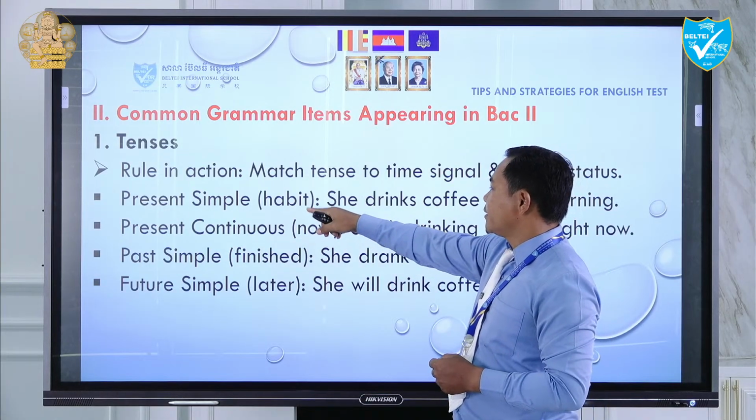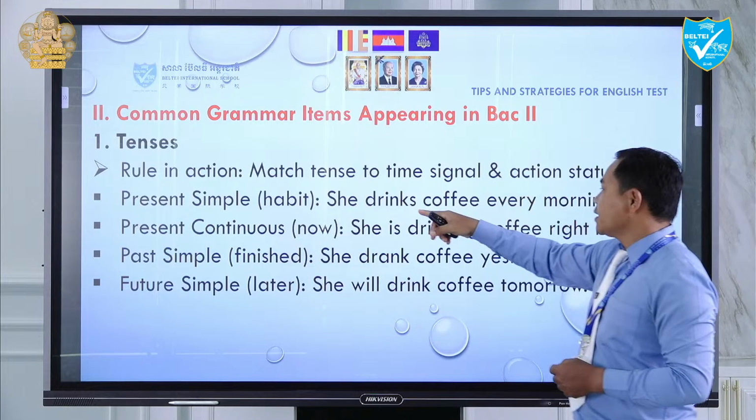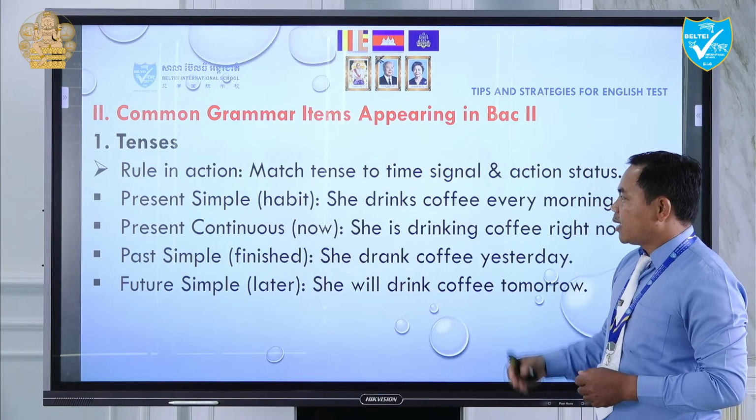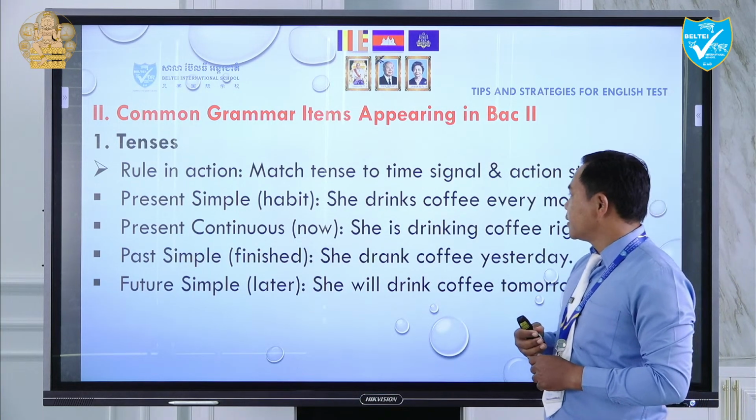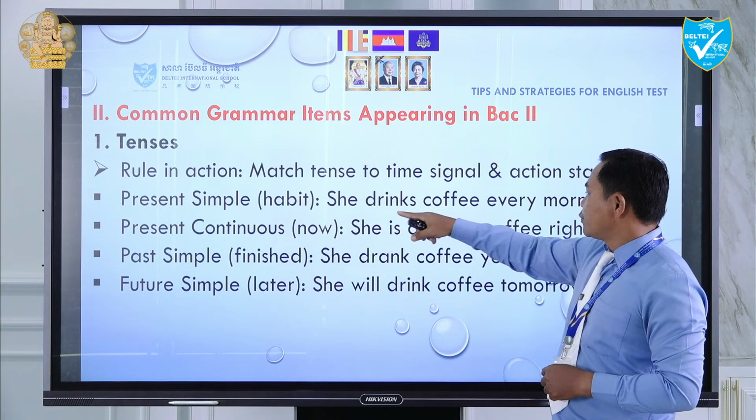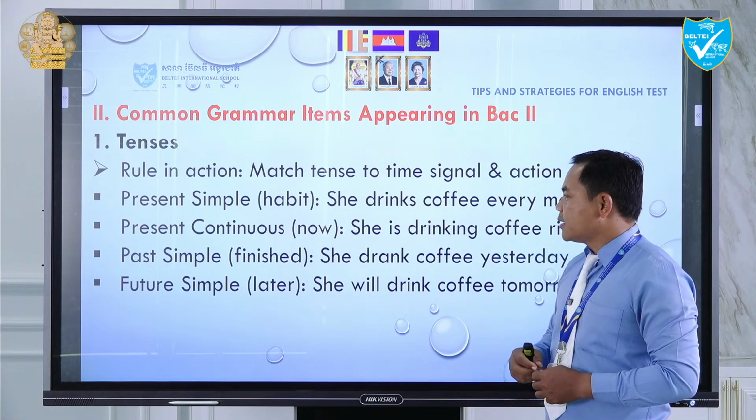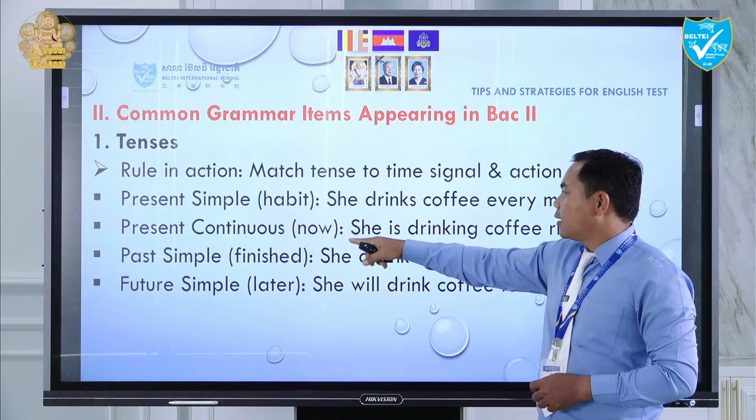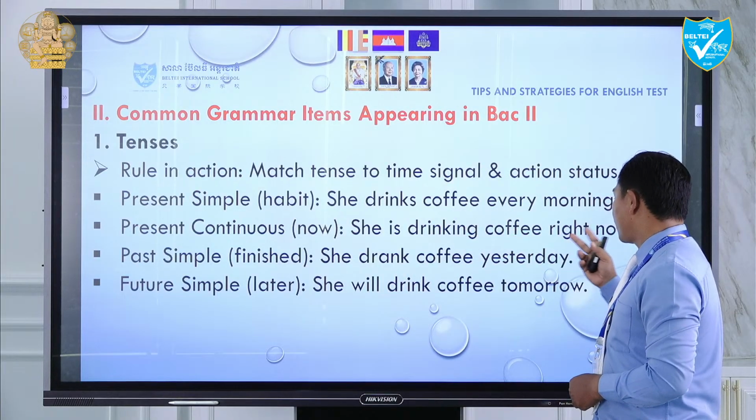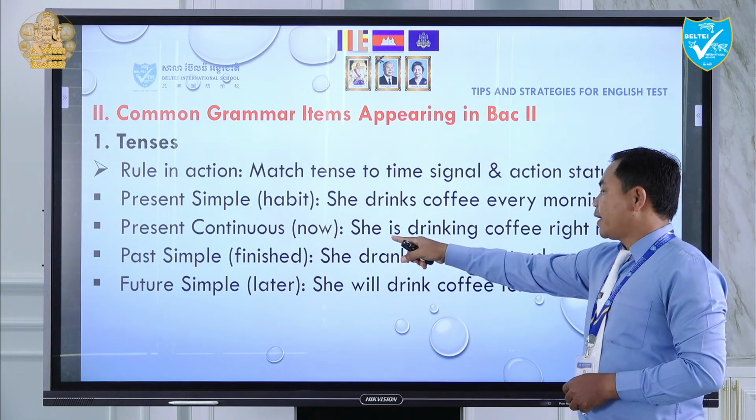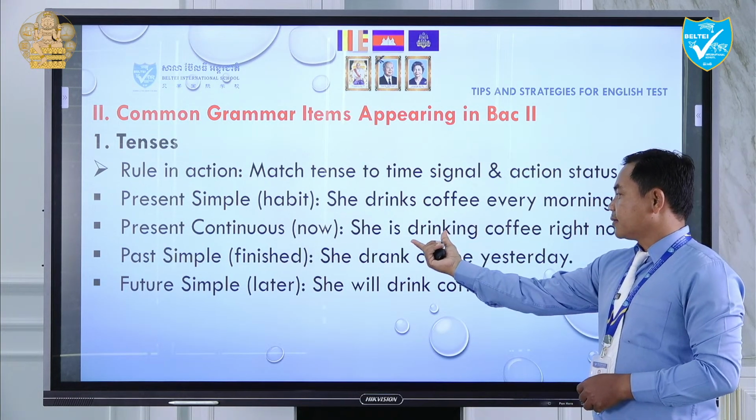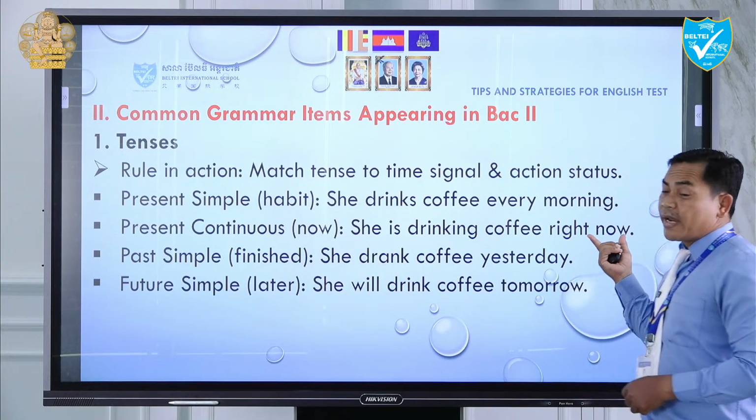Present simple talks about habit. Example: She drinks coffee every month. So "every month" expresses a habit or daily routine. "Drinks" is present simple. Present continuous refers to an action happening now or around now, like: She is drinking coffee right now. So when you see "is drinking" and "right now," that is present continuous. The time signals used are right now or now.